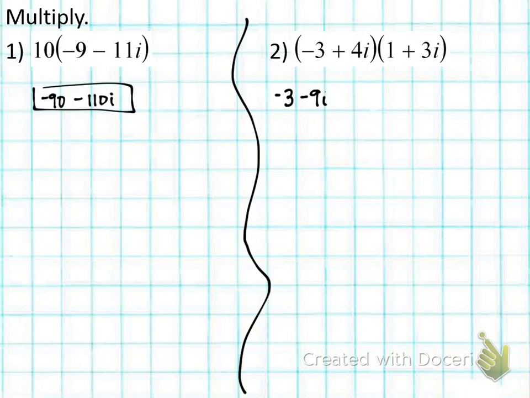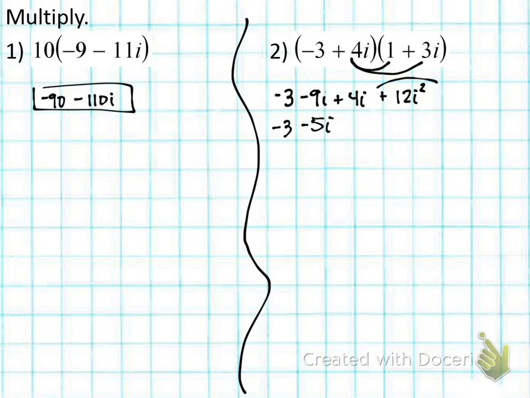So now we need to do the next term. 4i times 1 is positive 4i. And then positive 4i times 3i is positive 12i squared. Okay? So now we have to do a little bit of combining here and simplifying. -3 is its own little constant, so we're going to bring that down. This -9i plus 4i, we are going to combine. -9i plus 4i is equal to -5i.